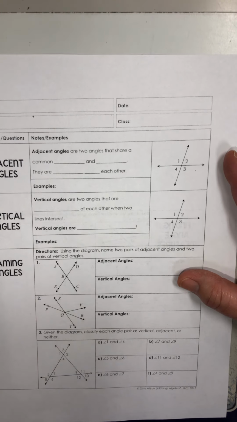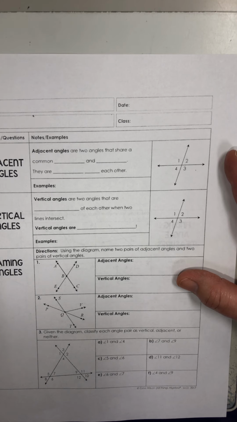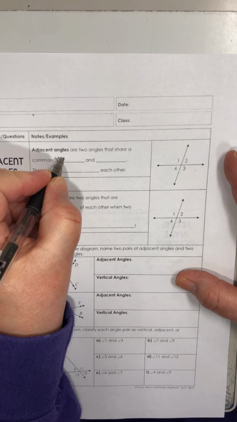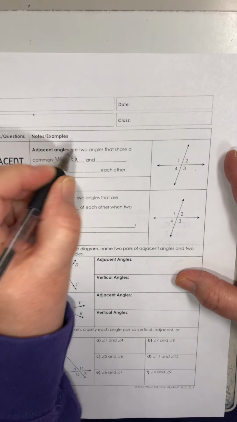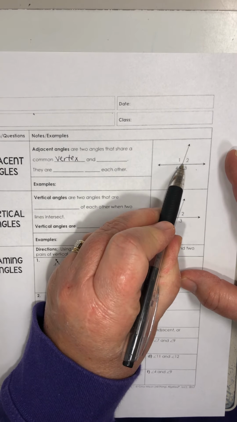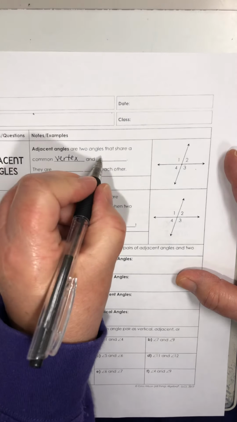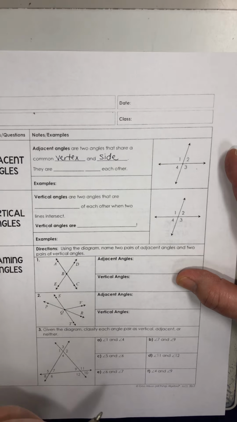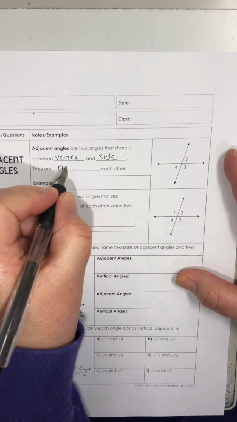All right, so starting with adjacent angles, it says these are two angles that share a common vertex. Okay, remember a vertex is the point in the middle, and a common side. Okay, in other words, they are next to each other.